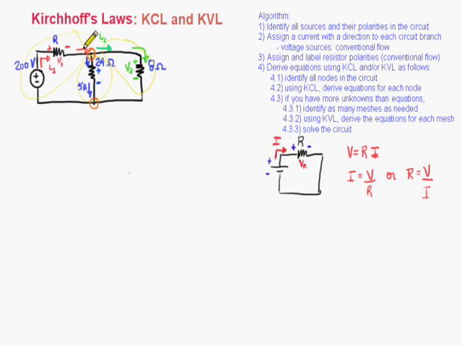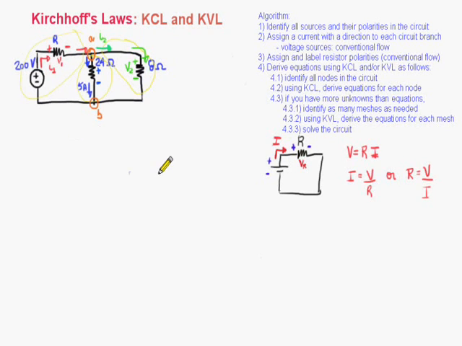This node here I'm going to call node A. This other node connects my 24 ohm resistor, this 8 ohm resistor, and my voltage source. I'm going to call this node B. And that's it. Those are my 2 nodes in this circuit.